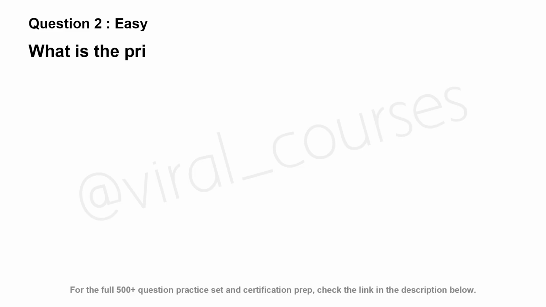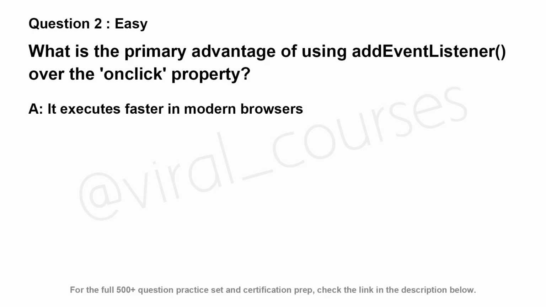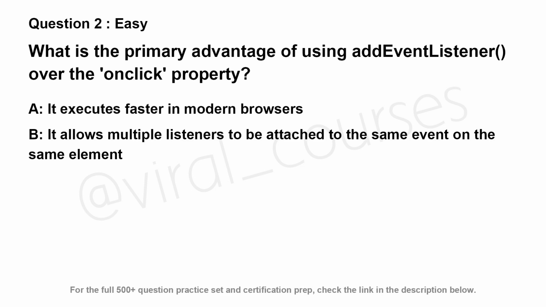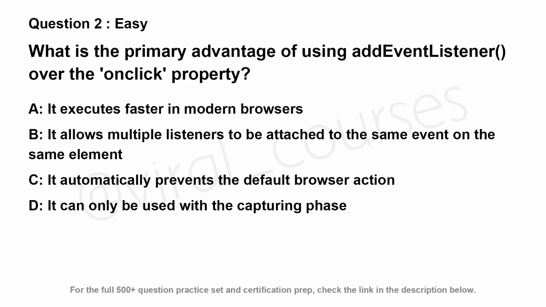What is the primary advantage of using addEventListener over the onClick property? Option A, it executes faster in modern browsers. Option B, it allows multiple listeners to be attached to the same event on the same element. Option C, it automatically prevents the default browser action. Option D, it can only be used with the capturing phase.